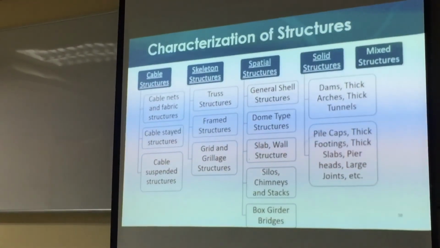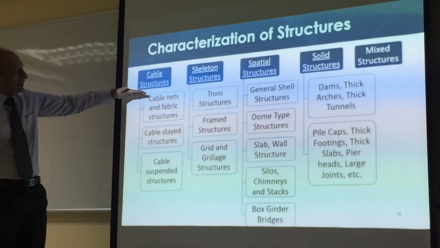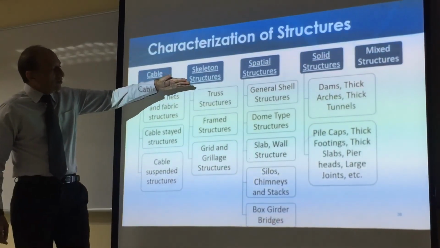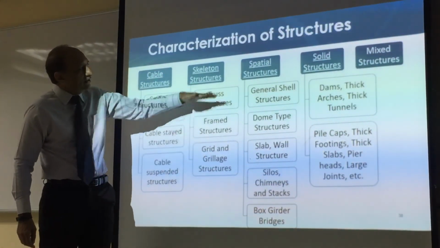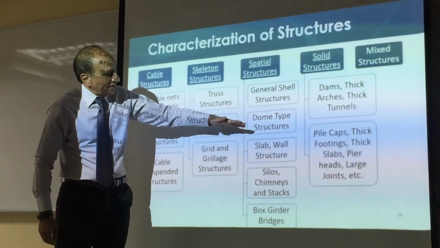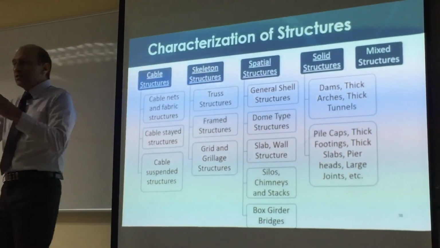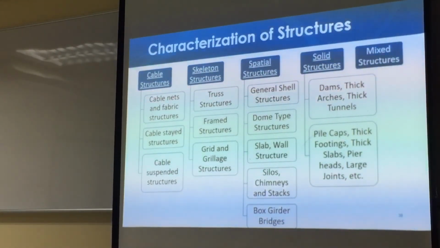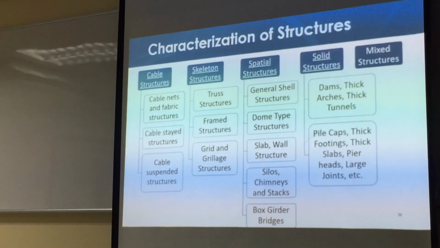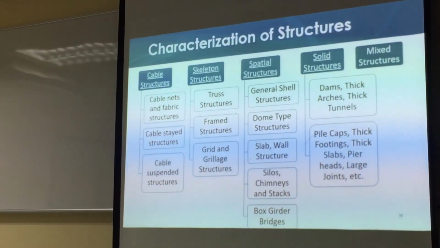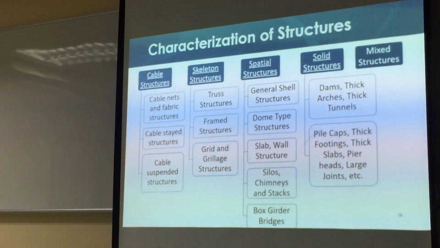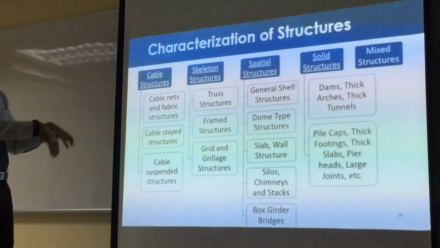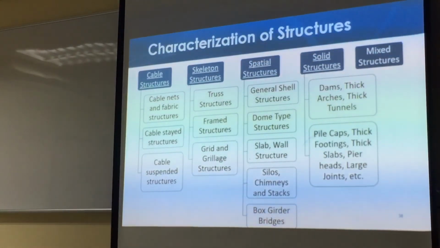So cable structures, you can make cable mats, fabric structures, cable stayed structures, cable suspended structures, skeleton trusses, frame structures, grids, grillage, general shells, dome type, slab type, silos, chimneys. So all the structures that I showed you in the pictures before, you will see that you can categorize them into these groups. They are made of one or more of these 5 types of members, you can call them. Right? So if we understand them, we will be able to handle these.